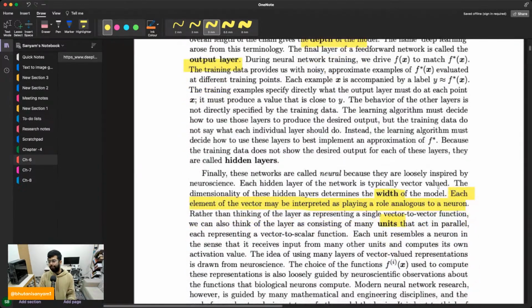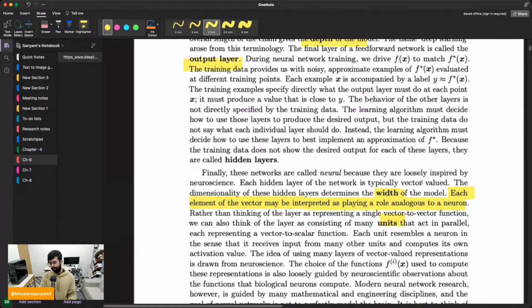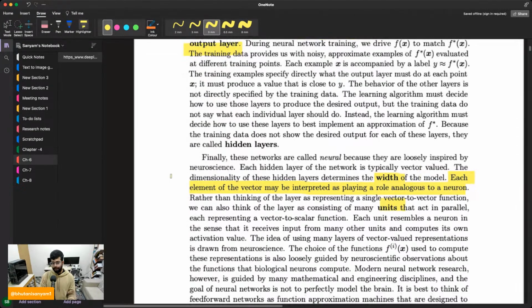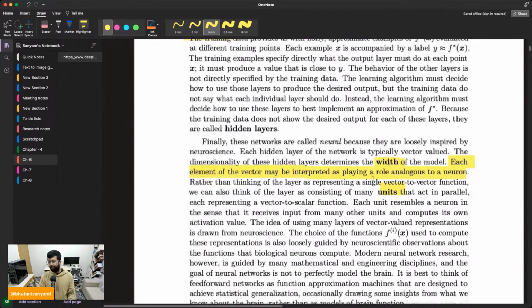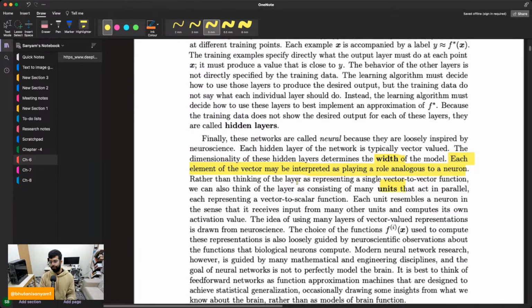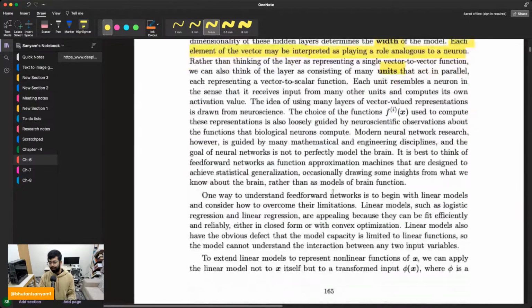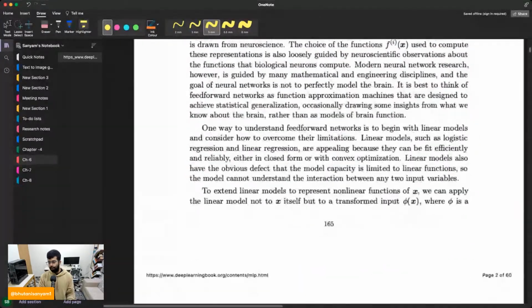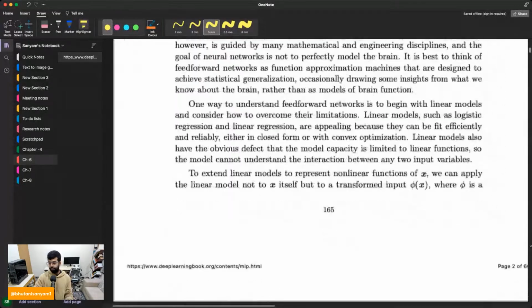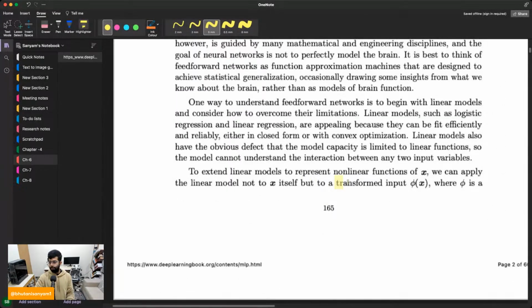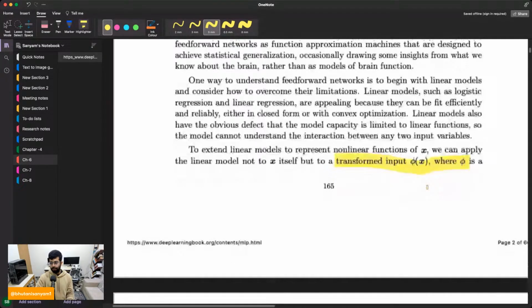They also talk about the width of the model. Each hidden layer is typically a vector, and the dimension of the hidden layer is the width of the model. Each element of the vector that denotes the width can be thought of as a neuron. They also talk about different units and how these can be denoted. This is how you write phi, by the way. So when I was saying the input can be transformed to phi, this is phi of x.